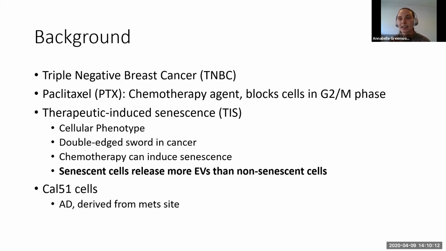Chemotherapy and other treatments can induce senescence in cancer cells. The bit that we are interested in is that senescent cells release more EVs than non-senescent cells. So the idea is that senescent cells still communicate with local and distal cells, and so they might be able to pass on those chemotherapy resistant profiles, etc. One thing to note is these guys only use one cell line in the study, and that's the Cal51 cell line. This is a triple negative breast cancer cell line. It's derived from an adenocarcinoma, but it was actually from a metastatic lung site, so I think that's something to note. A couple of other characteristics I can think of: this cell line is wild type for P53, and there are no BRCA mutations involved.